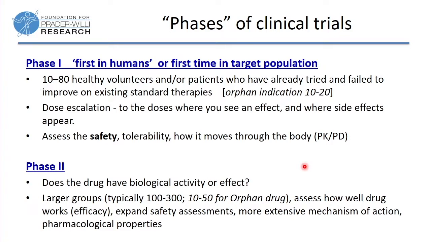Again, this is not always a completely linear process, but a phase 2 maybe looks at different dosing. It's a slightly larger population. It's looking for an effect, so it tends to be longer, and the numbers are growing. In a typical phase 2 for a common indication, it would be a couple of hundred people. In a rare disease, it's maybe 30, 40 people in a phase 2.